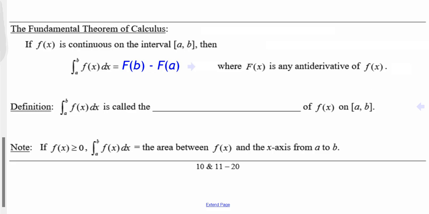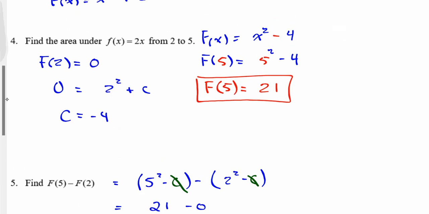We call this, as I mentioned, the definite integral. And this is going to give us the area under the curve, between the curve and the x-axis, between a and b. So we don't have to anymore do this work here.